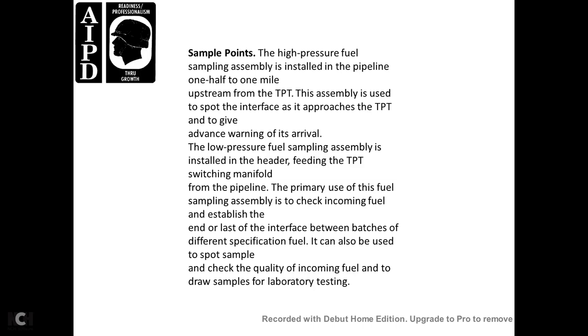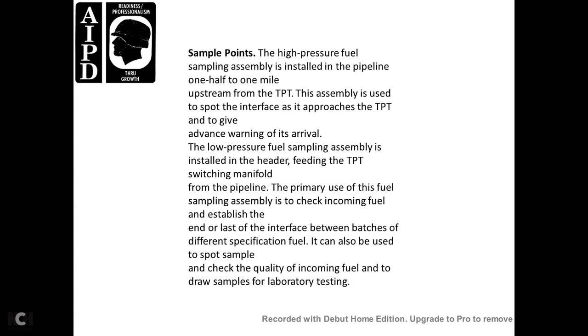Sample points. The high pressure sampling assembly is installed on the pipeline 1/2 of 1 mile upstream of the tactical petroleum terminal. The assembly is used to spot the interface approaching the tactical petroleum terminal and gives advanced warning of arrival. The low pressure fuel sample assembly is installed with the header of the feeding of the tactical petroleum terminal, switching a manifold for the pipeline, with the primary use of the fuel sampling assembly to check incoming fuel and establish the end or last interface between the batches.